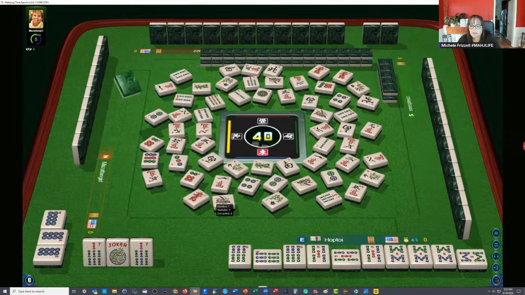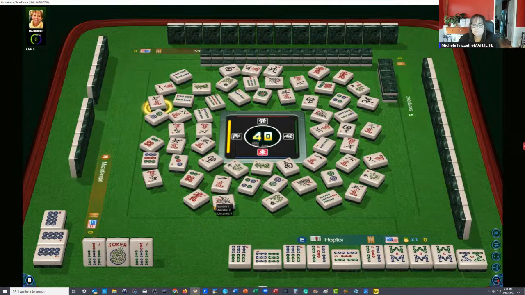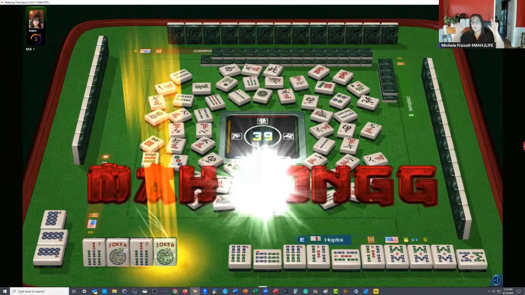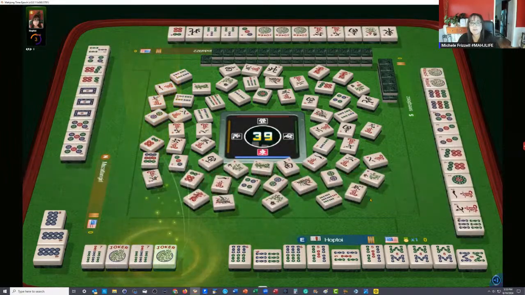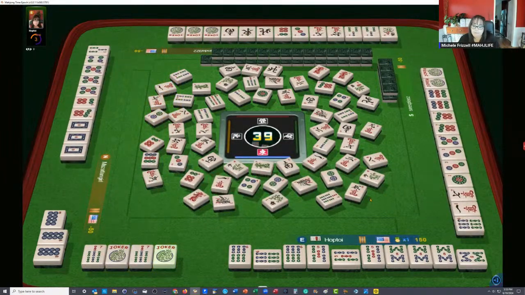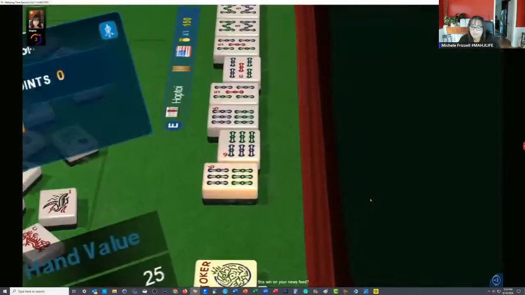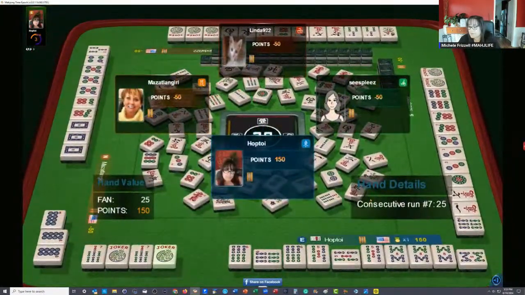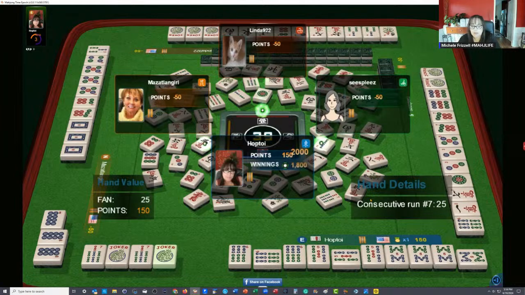North wind. Right now, only one joker is visible. 7 characters. So there it is. Mahjong. Woohoo! Hand of least resistance. That's a great, I guess it's a shape.